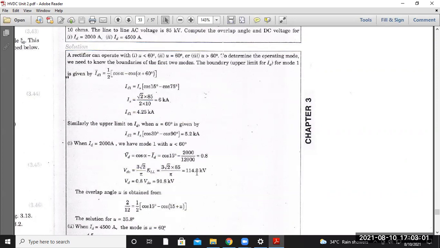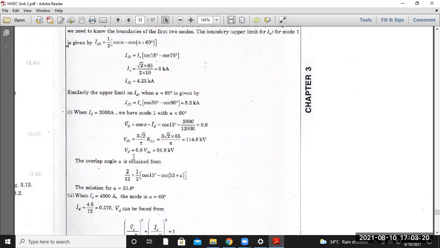That will give you the value of 1114.8 kilovolt. So for the value of VD naught, you have the value 0.8. We have the VD naught value, and we just have to find the value of VD, that is VD equal to 0.8 VD naught. That will give you 91.8 kilovolt. That is the average DC voltage that is flowing in the DC link.